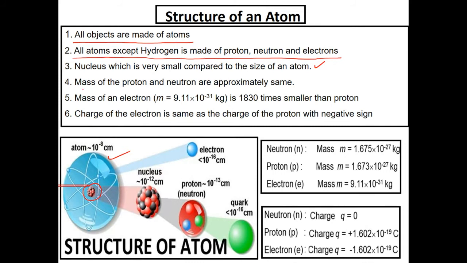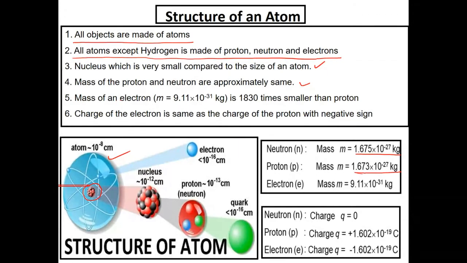Now, the fourth point: the masses of the proton and the neutron are approximately the same. You can see the mass of the neutron is given here as 1.675 times 10 to the power of minus 27 kilogram, and the proton has almost the same value. Both are very close to each other. That information is given in this fourth point.